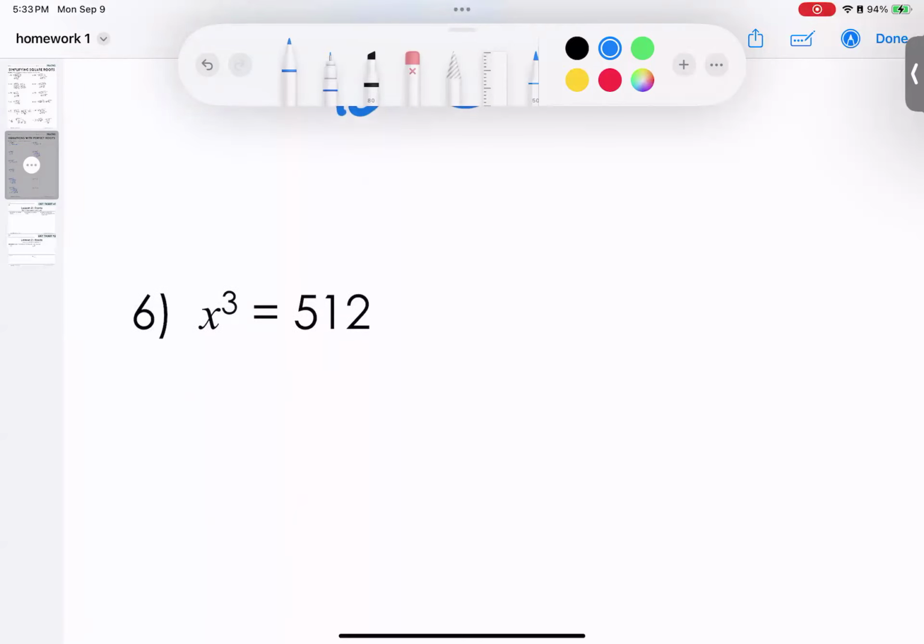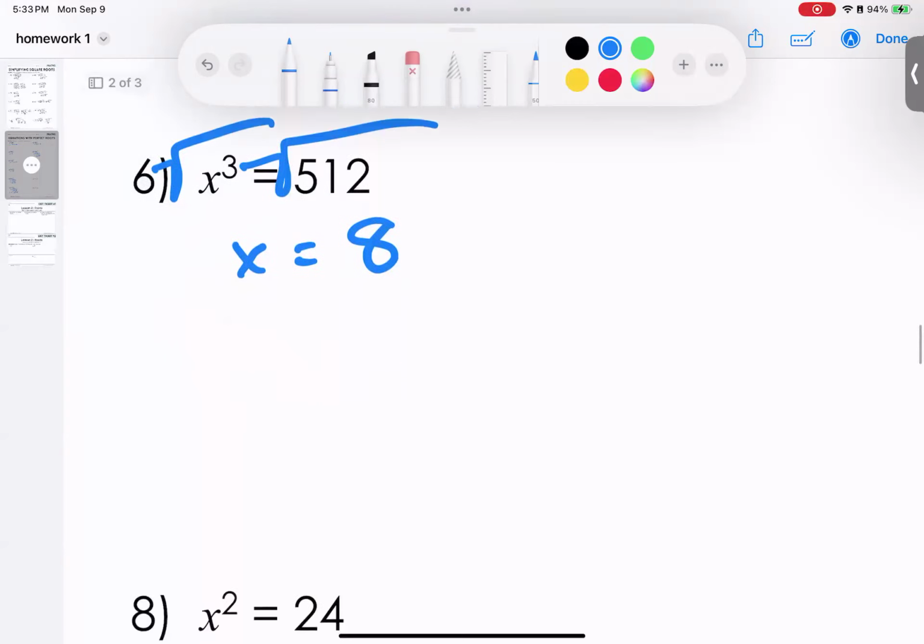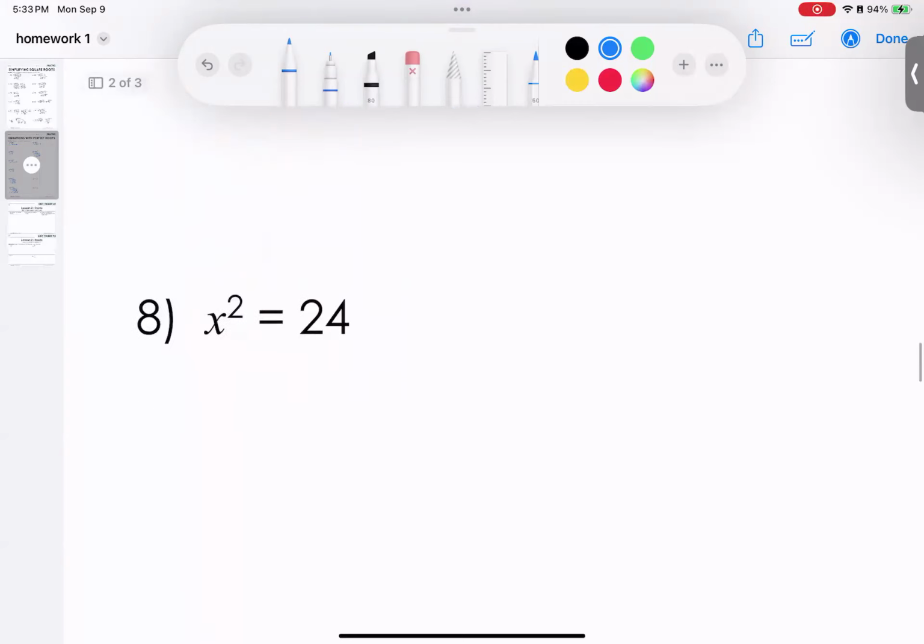This one is not going to be perfect, but that's okay. Actually, it is. 8 times 8 is 64. Oh, this is a good one. X is equal to 8, because 8 times 8 is 64 times 8 is 512. Winner, winner, chicken dinner.